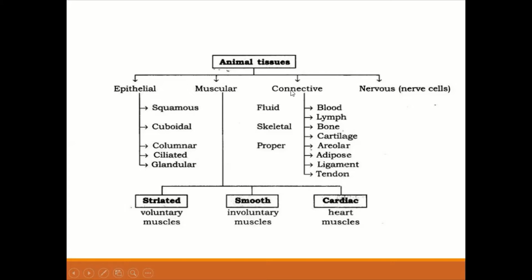Now, connective tissue is further divided into three types, that is fluid connective tissue. As the name is suggesting, it is somewhat in your liquid form. Skeletal connective tissue and your proper connective tissue. Fluid के अंदर आपका आता है blood and lymph. Skeletal में there is bone and cartilage. And proper के अंदर आता है areolar connective tissue, adipose connective tissue, ligament and your tendon. And the fourth one is your nervous tissue.